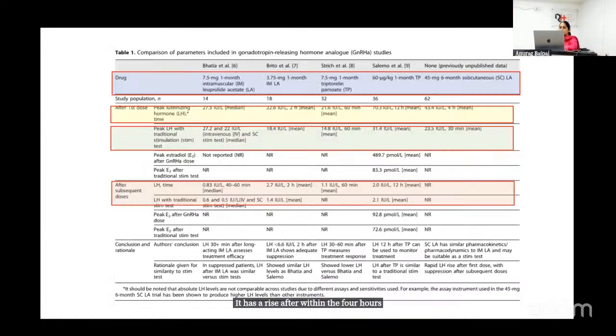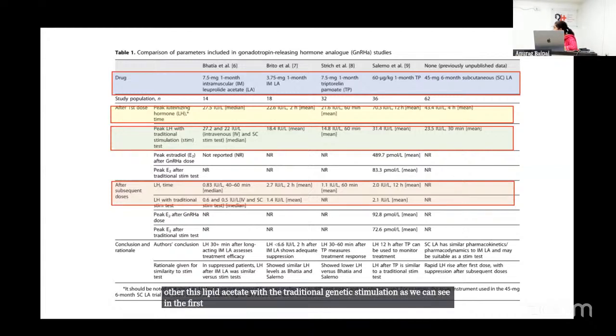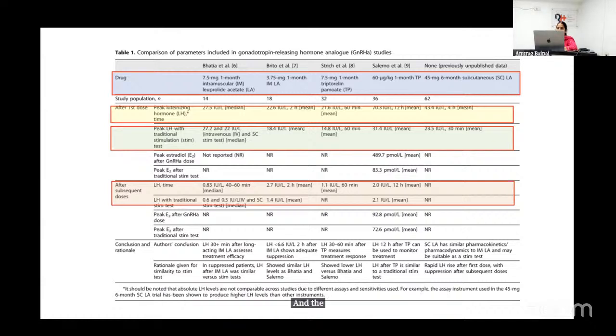They have also compared this leuprolide acetate with the traditional GnRH stimulation. As we can see in the first 2 studies, the 7.5 milligram monthly dose IM and the 3.75 milligram monthly dose IM were compared with the traditional one, and the peak rise was equivalent to the traditional GnRH stimulation test, and the suppression was also less than 1 in both the traditional and the 7.5 and 3.75 milligram leuprolide acetate.